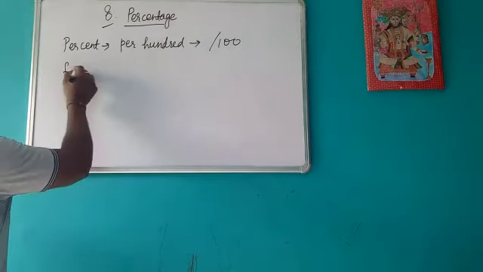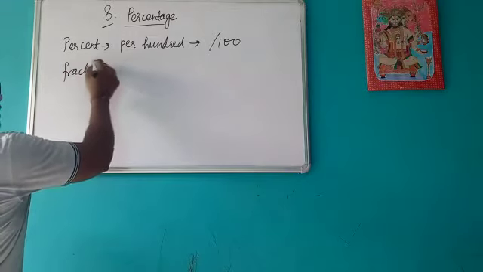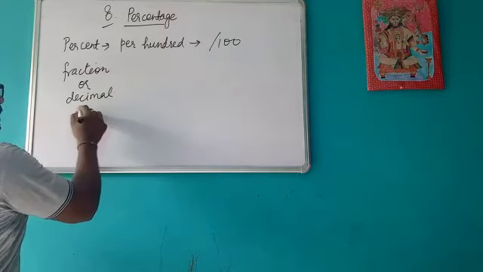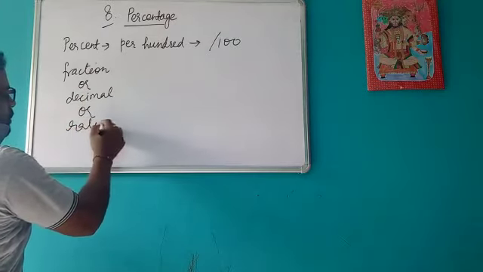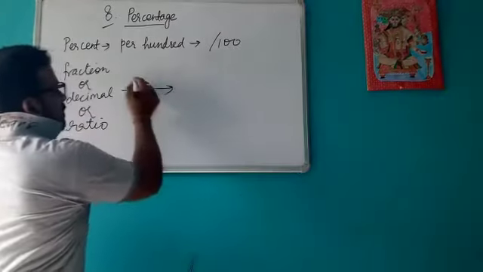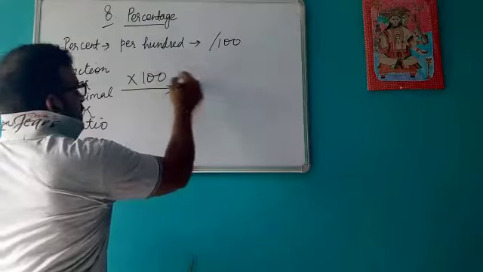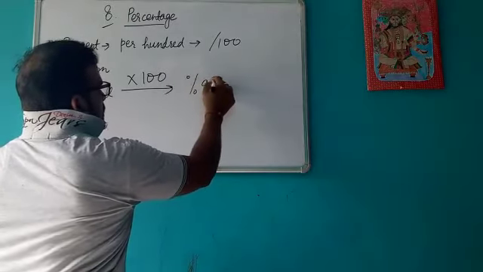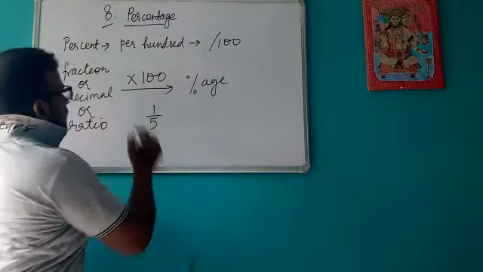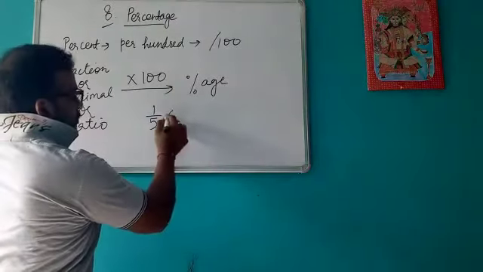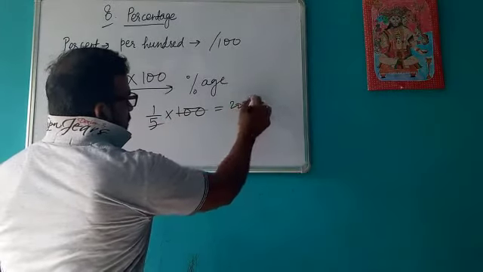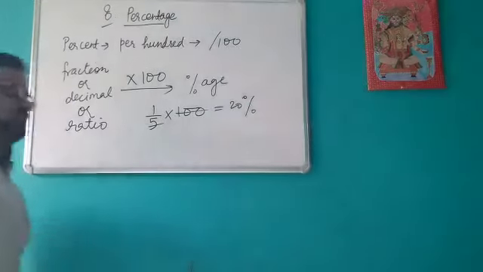Suppose a fraction is there, or a decimal is there, or a ratio is there. If you wish to convert any number into a percentage, we will multiply that number by 100. For example, if I take 1 upon 5 and wish to convert it into percent, I will multiply it by 100.